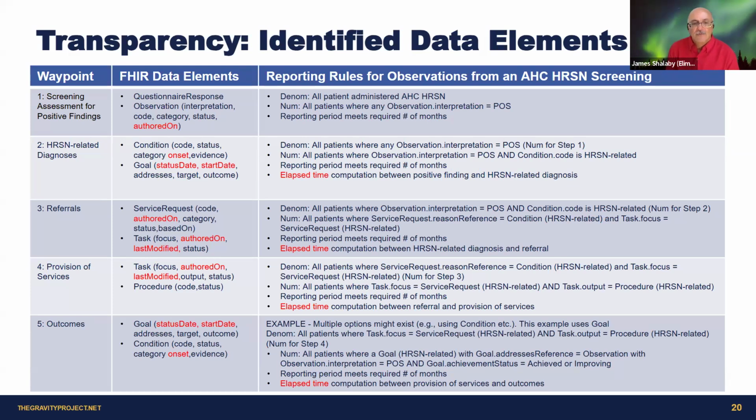Again, being able to say the patients who are positively screened are the denominator. But now the numerator for the second step is all patients where observation interpretation was positive and the condition code is an HRSN related condition. And then the reporting period is the same reporting period. And elapsed time is important in this case because we want to know how long it took from the time that a screening was done to the time that a diagnosis was made.